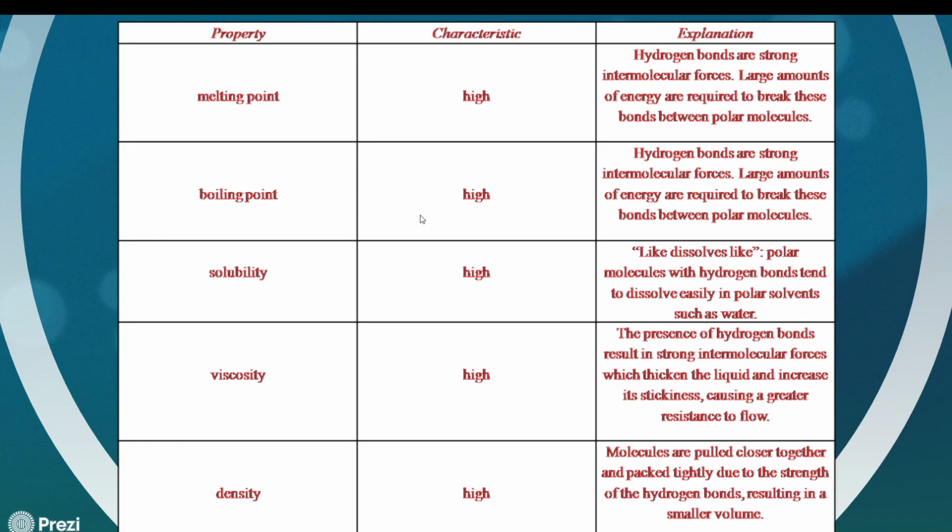But the oil will end up sitting on top of the water because the oil, being a nonpolar molecule, doesn't have any charge for the water to grab onto. Therefore, it's not going to dissolve.